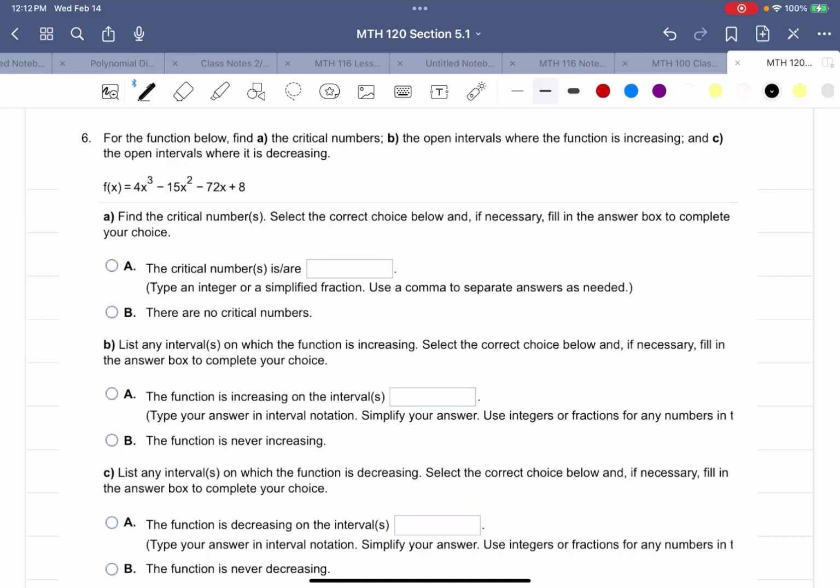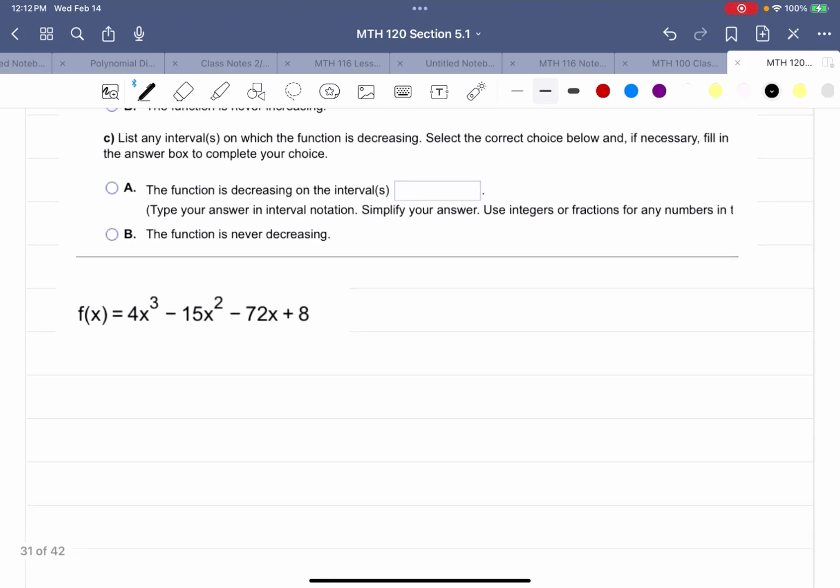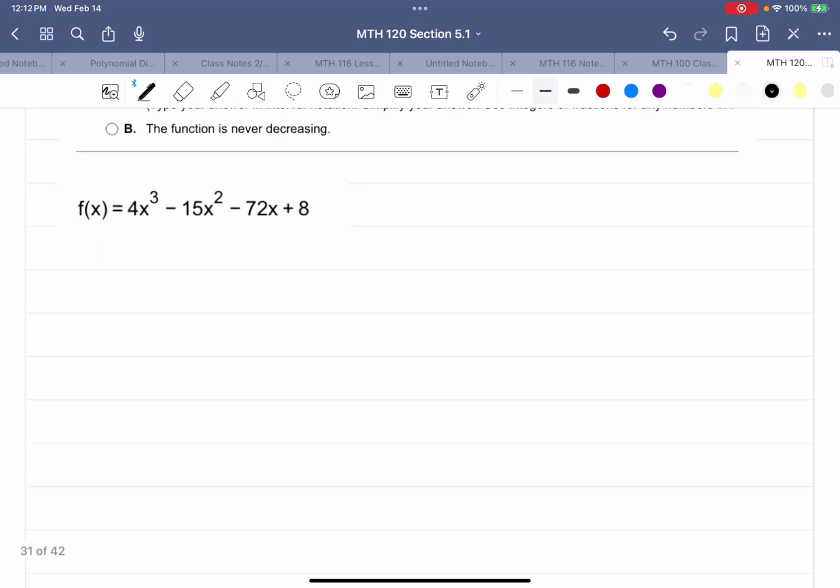Example number 6. For the function below, find A, the critical numbers, B, the open intervals where the function is increasing, and C, the open intervals where it is decreasing. Our function is f of x equals 4x to the third minus 15x squared minus 72x plus 8. So we've got to take our derivative and set it equal to 0 to find our critical numbers.